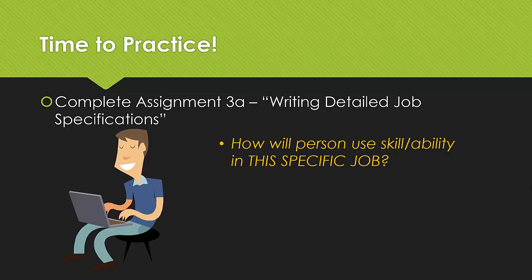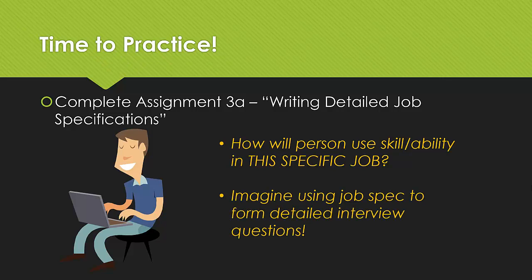Think about how they're going to use it, because they're going to use it in different ways depending on what their job is. And then imagine yourself using that job specification to do something within HR, maybe writing a detailed interview question or evaluating someone's performance or figuring out what training someone in a certain position might need. What you've written, would it be helpful? Would it help you go through that process? And if not, then you need to go back and make it more specific.